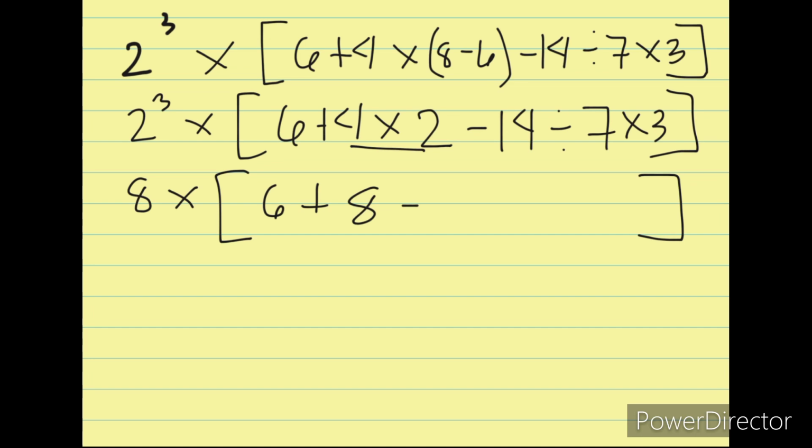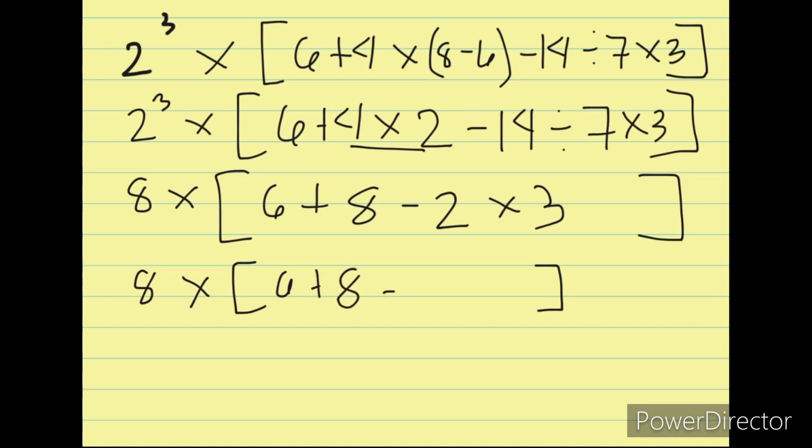So after the multiplication, divide. 14 divided by 7 is 2. Then times 3. Then again, copy the 8 times, simplify again inside the parentheses. So in GEMDAS, we have multiplication. Apply the multiplication first. So multiply 2 times 3. We have 6.